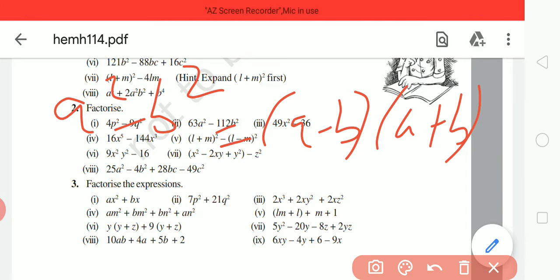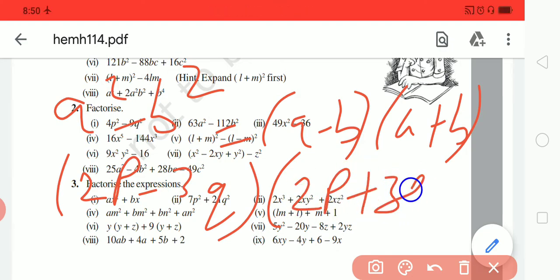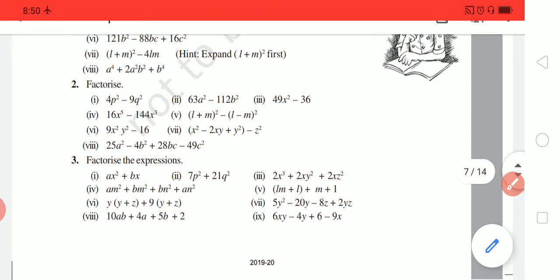So let us write the solution. 2p minus 3q into 2p plus 3q, right? So this is the solution of the first part. Now let us start the second part.